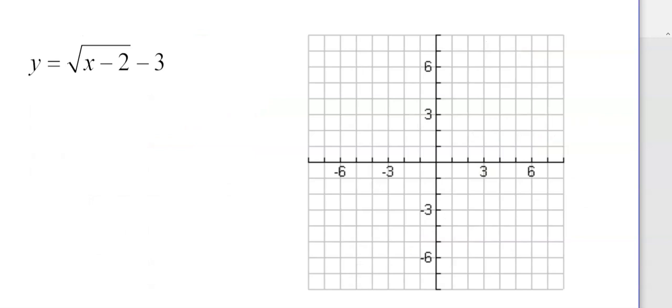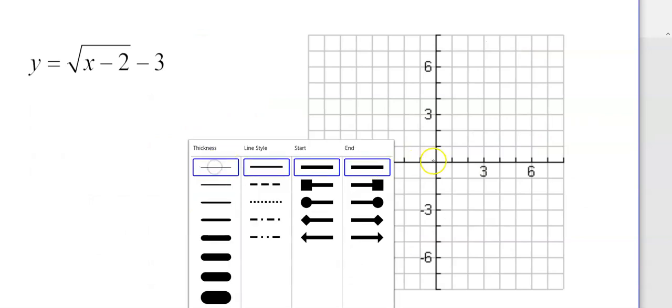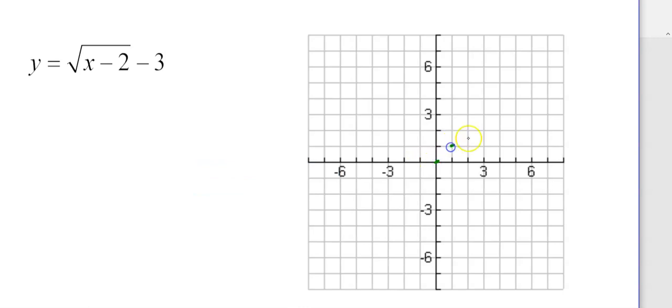Okay, two things are happening with this function. First, let's graph our parent graph, (0, 0), (1, 1), (4, 2). And inside the parentheses, it's moving it to the right 2 units, and outside it's moving it down 3 units. So every point moves 2 units to the right and 3 down. That's the vertex. 2 units to the right and 3 down. 2 to the right and 3 down.